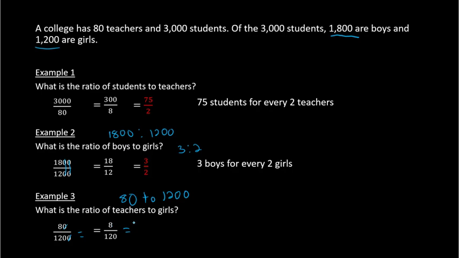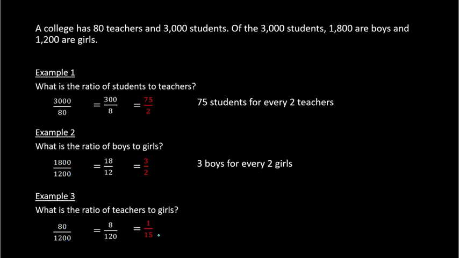8 divided by 4 is 2. 12 divided by 4 is 3. So 120 divided by 4 is 30. So we have 2 over 30, and we see here that both numbers are even, which means we can divide both by 2 to get 1 and 15. So our ratio in simplest form is 1 over 15.